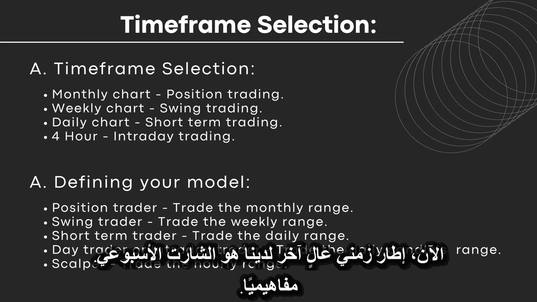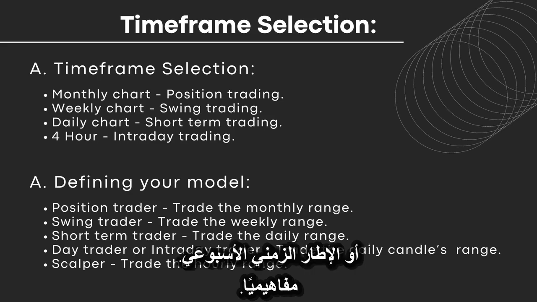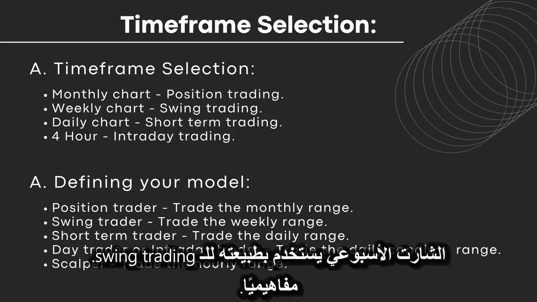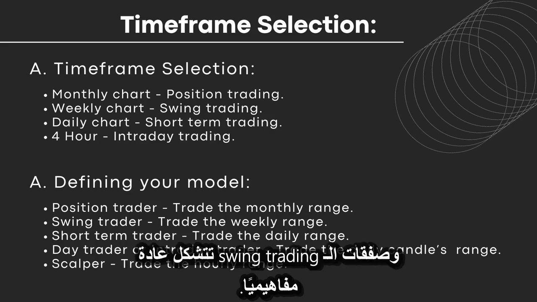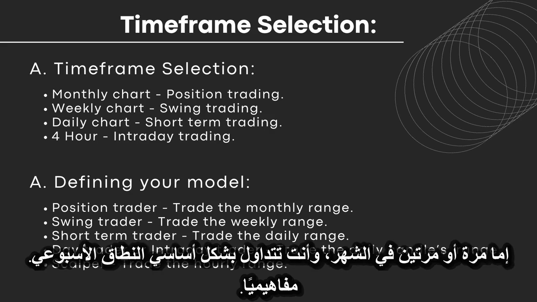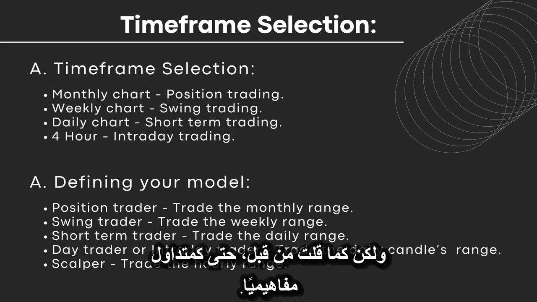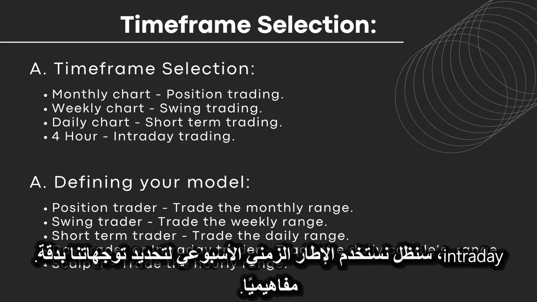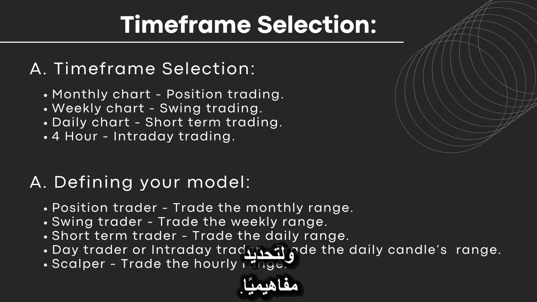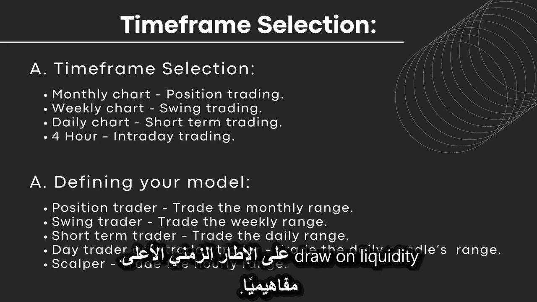Now, another higher time frame we've got is the weekly chart or the weekly time frame. Now, the weekly chart is inherently used for swing trading, and swing trades usually form either once or twice a month, and you're basically trading the weekly range or the range on the weekly time frame, right? But as I said before, even as an intraday trader, we're still going to use the weekly time frame to refine our bias and to determine a draw on liquidity on the higher time frame.